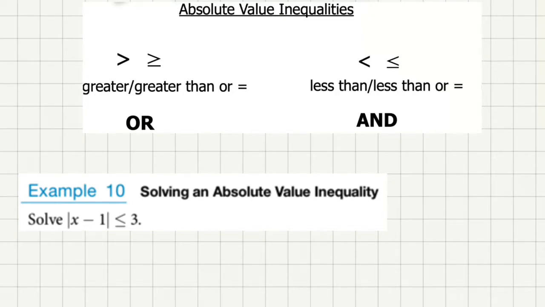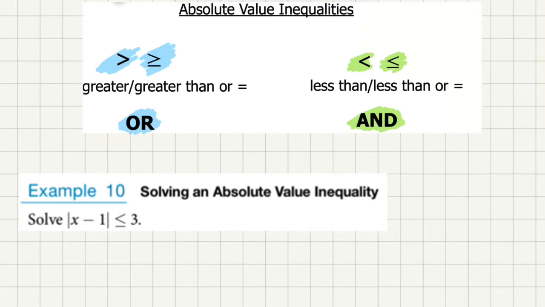We'll solve absolute value inequalities. They are also compound inequalities. When you have an absolute value that is greater than or equal to, that is an OR compound. When you have less than or equal to, we have AND.